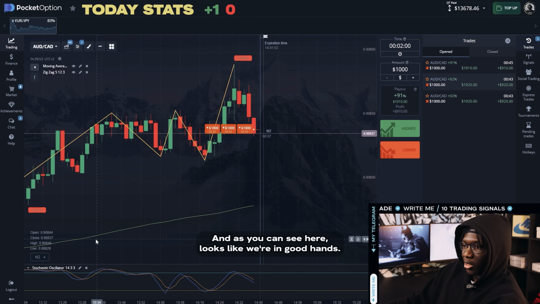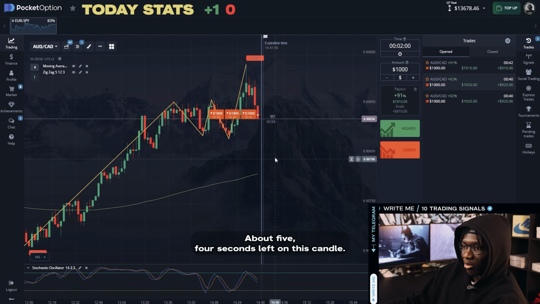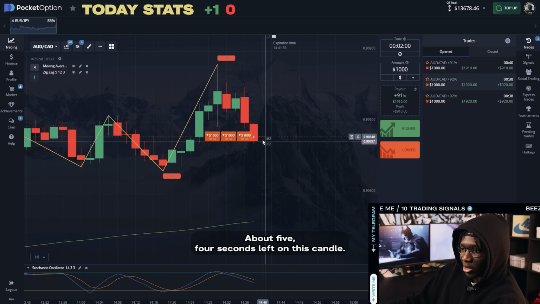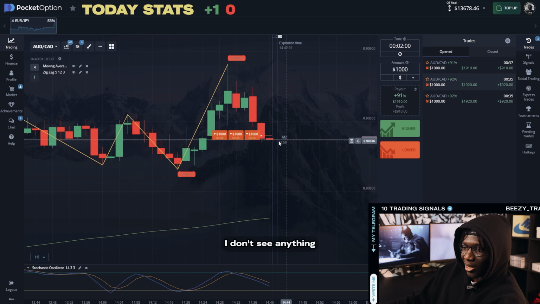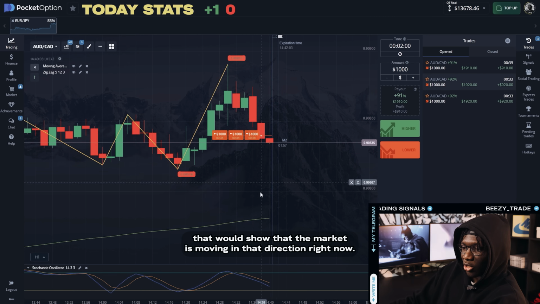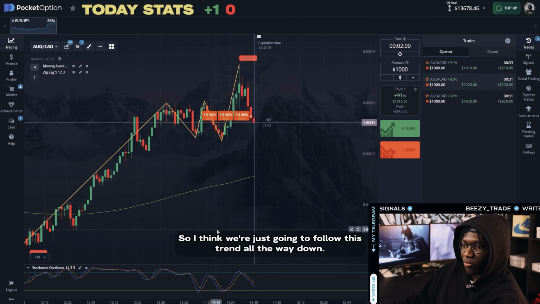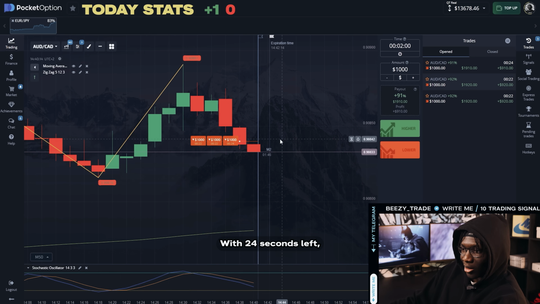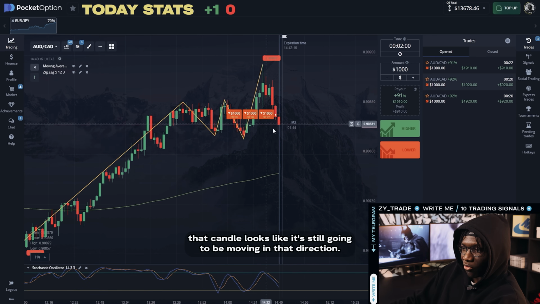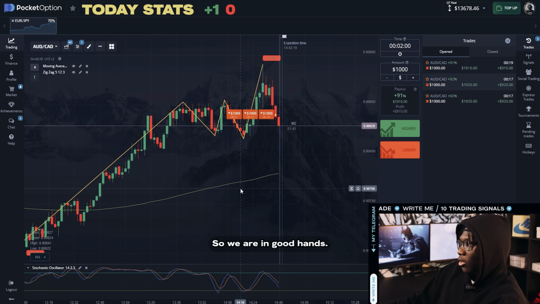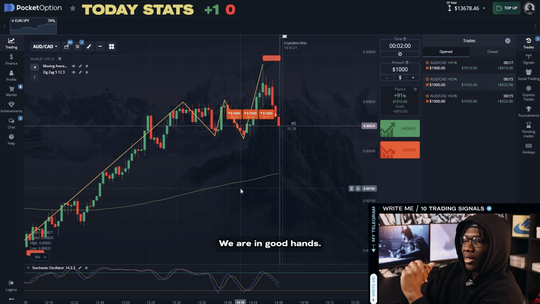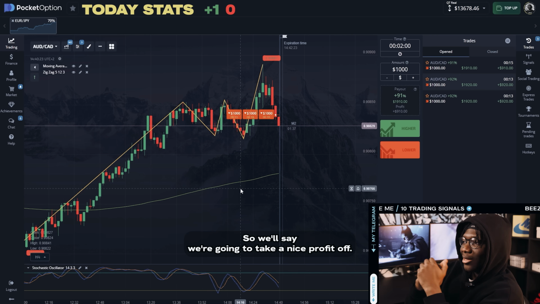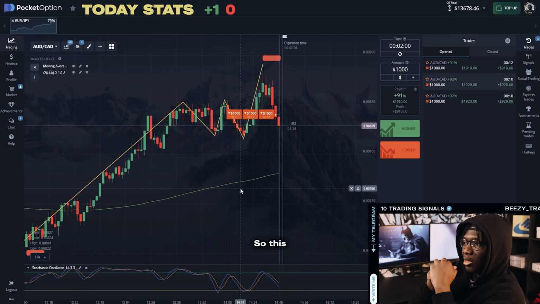to enter into your trades. And as you can see here, looks like we're in good hands. We have about 4 seconds left on this candle. I don't see anything that will show that the market will move in the other direction right now. So I think we're just going to follow this trend all the way down, and that could be a nice little win trade for us. With 24 seconds left, that candle looks like it's still going to be moving in that direction. So we are in good hands. It looks like we're going to take a nice profit off of this.